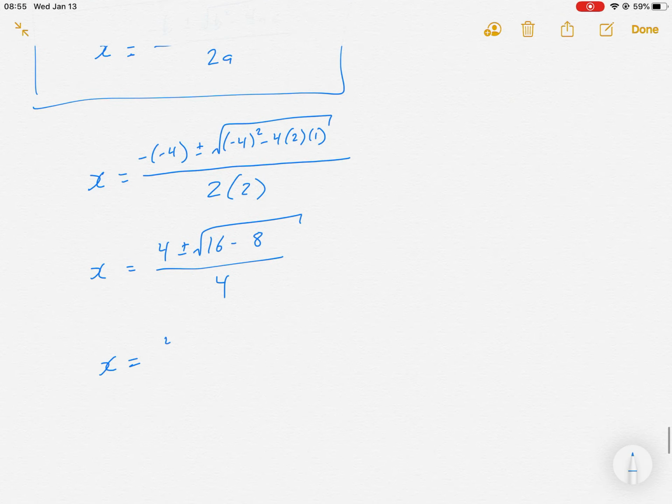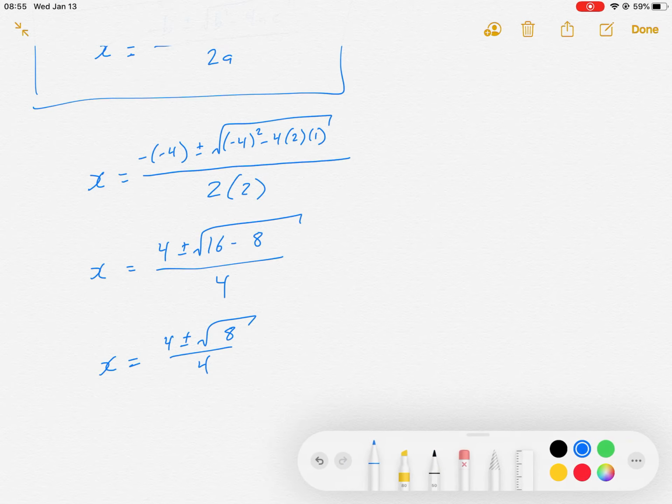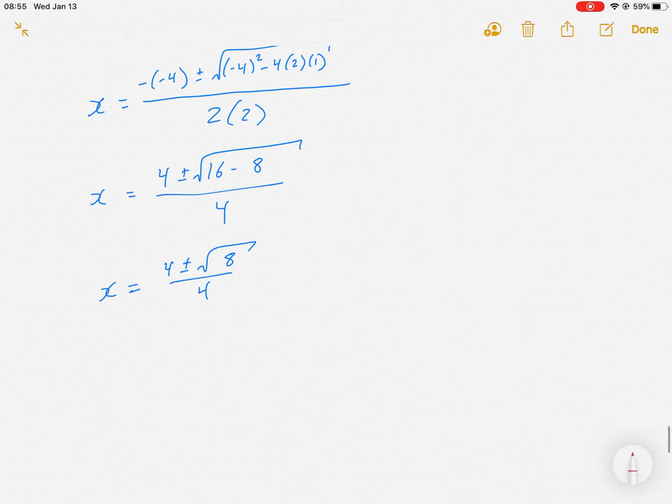Continuing this along, 4 plus or minus the square root of 8 over 4. Now, it would be tempting to cancel those 4's out, but really we would have to distribute it to each. So what you could do is rewrite this as 4 over 4 plus or minus the square root of 8 over 4. And now you can write this as just 1.